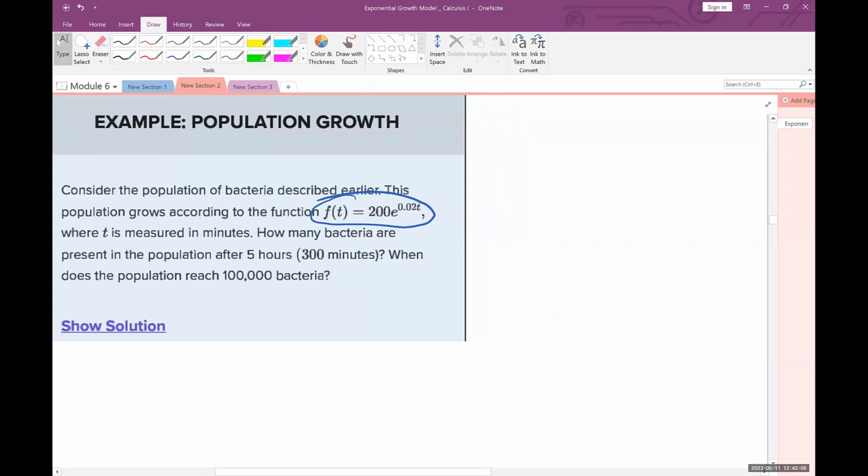So 5 hours is 300 minutes. So we would simply do f of 300 equals 200 e to the 0.02 times 300. And what did I come up with? I came up with 80,686. There's a decimal there, but you round to the nearest bacterium.